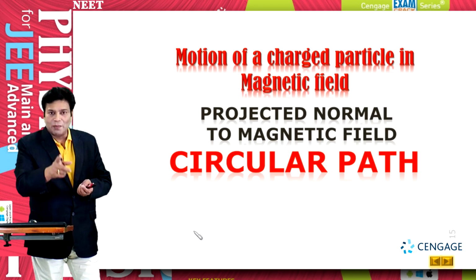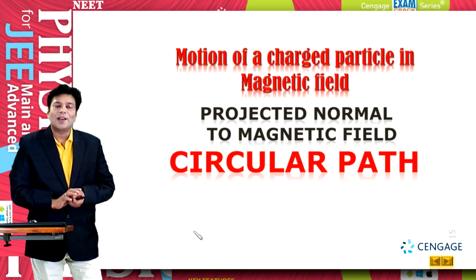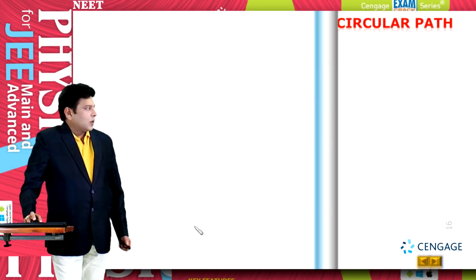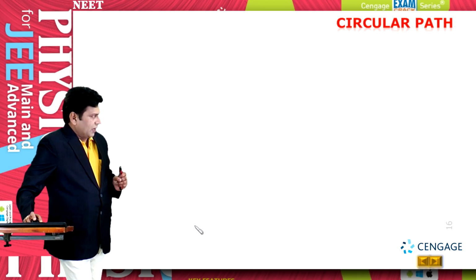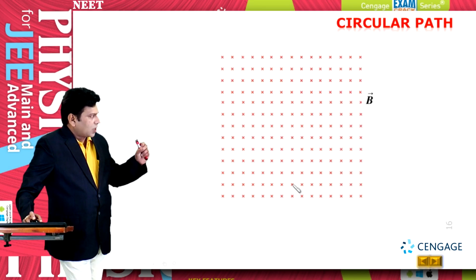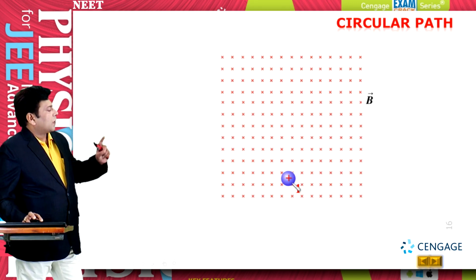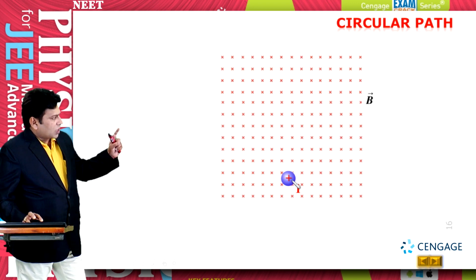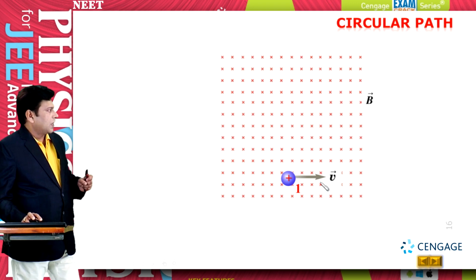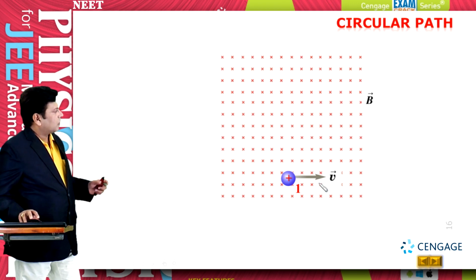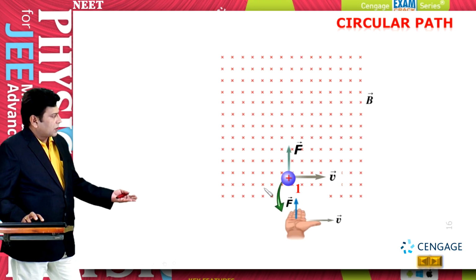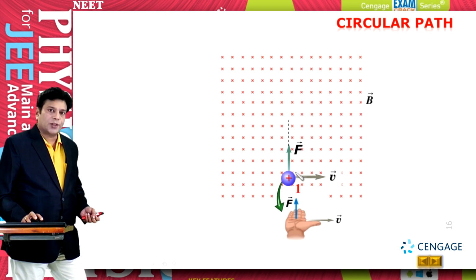When the charged particle starts moving perpendicular to the magnetic field, its path becomes circular. So let us learn about the circular path. Let us take a constant magnetic field, and the charged particle starts moving from this position, position number 1. If we give the charged particle velocity v in the positive x direction and use the right hand rule, we can observe the force in the upward direction.